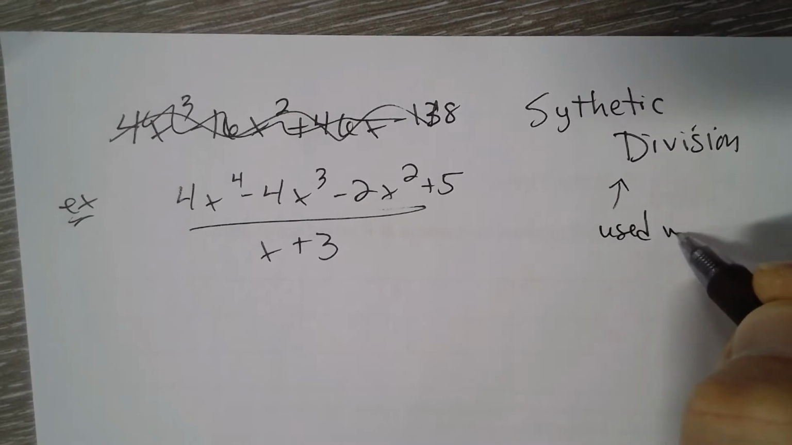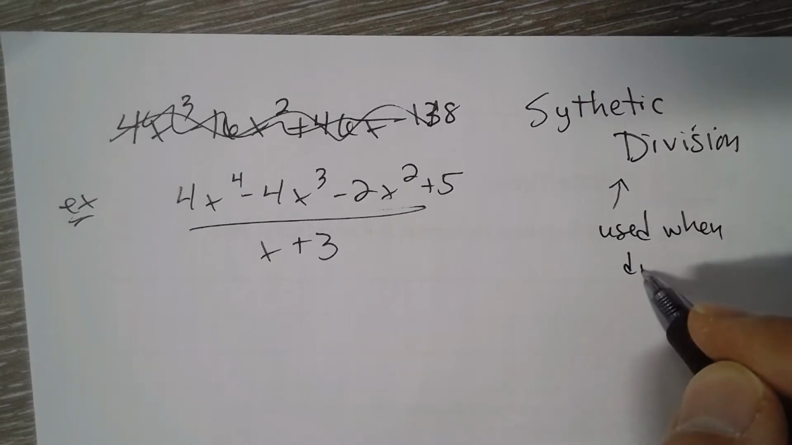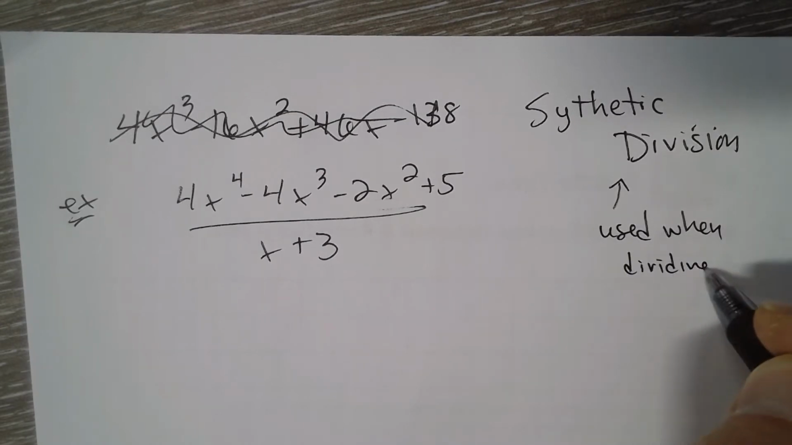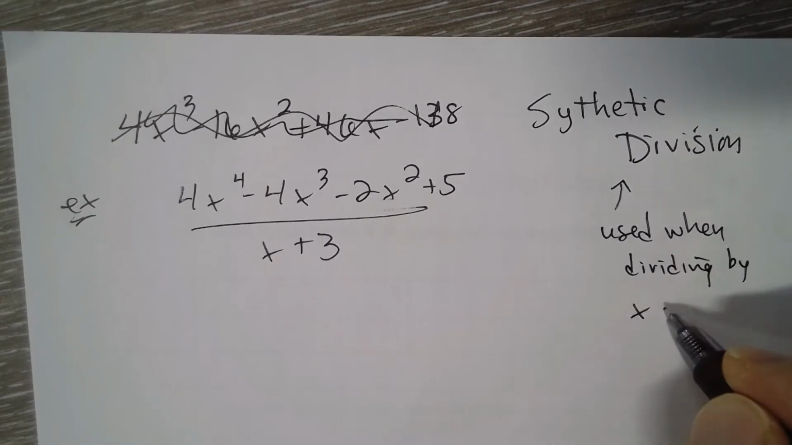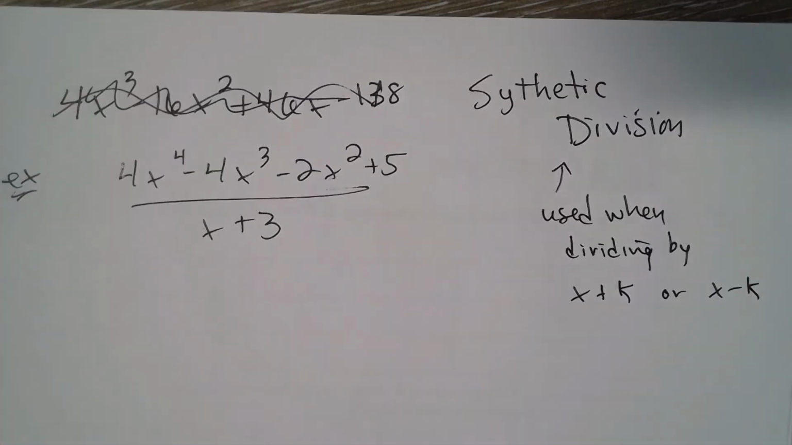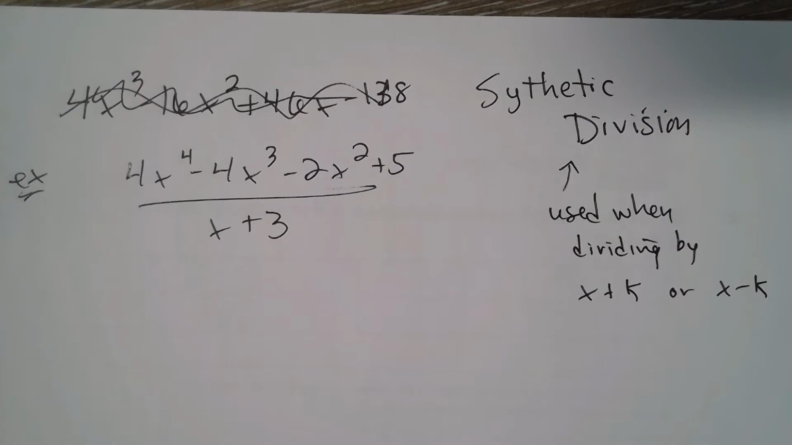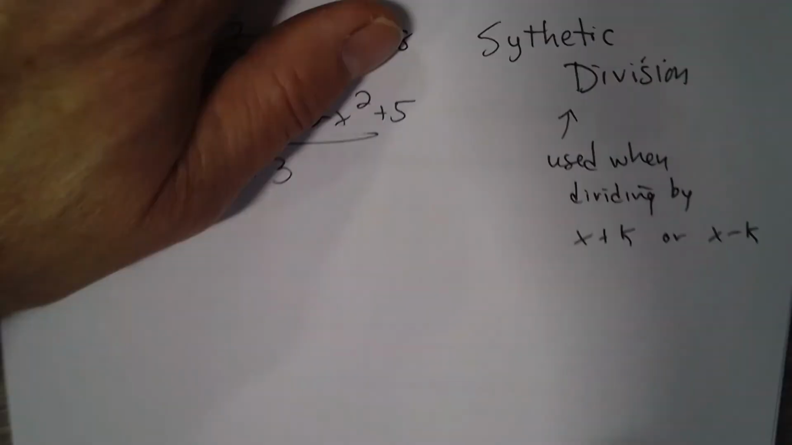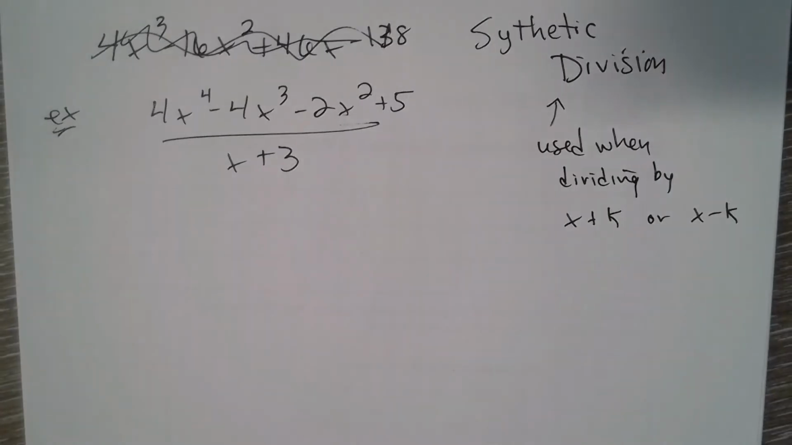Used when dividing by x plus k or x minus k, where k is just a number. It's just x plus something or x minus something. So we can use synthetic division here. And here's how we do it.